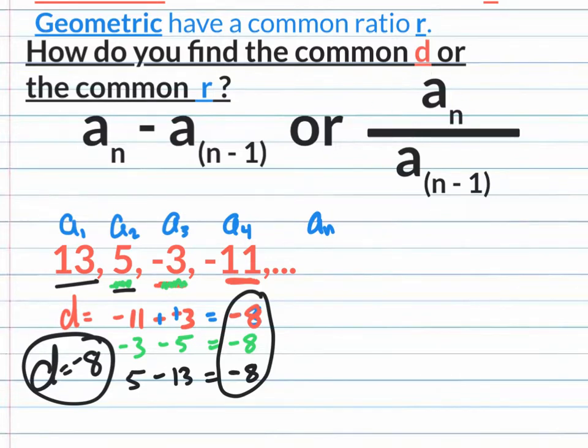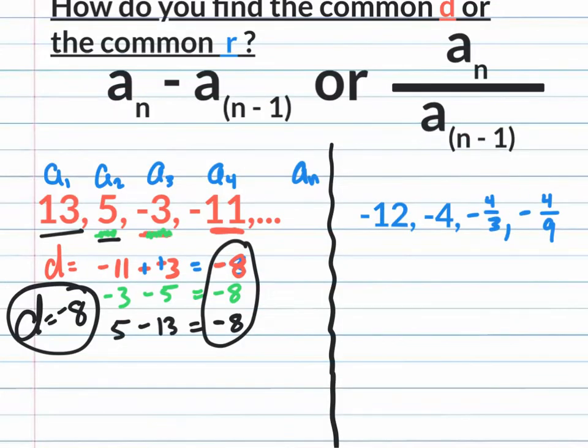And we also need to know how to find the common ratio. Let's take a look at a geometric sequence. So right here we have a geometric sequence. How do I know? Because I made it. But anyway, how could we verify that it's a geometric sequence? Well, it has to have a common ratio. Obviously, it does not have a common difference.